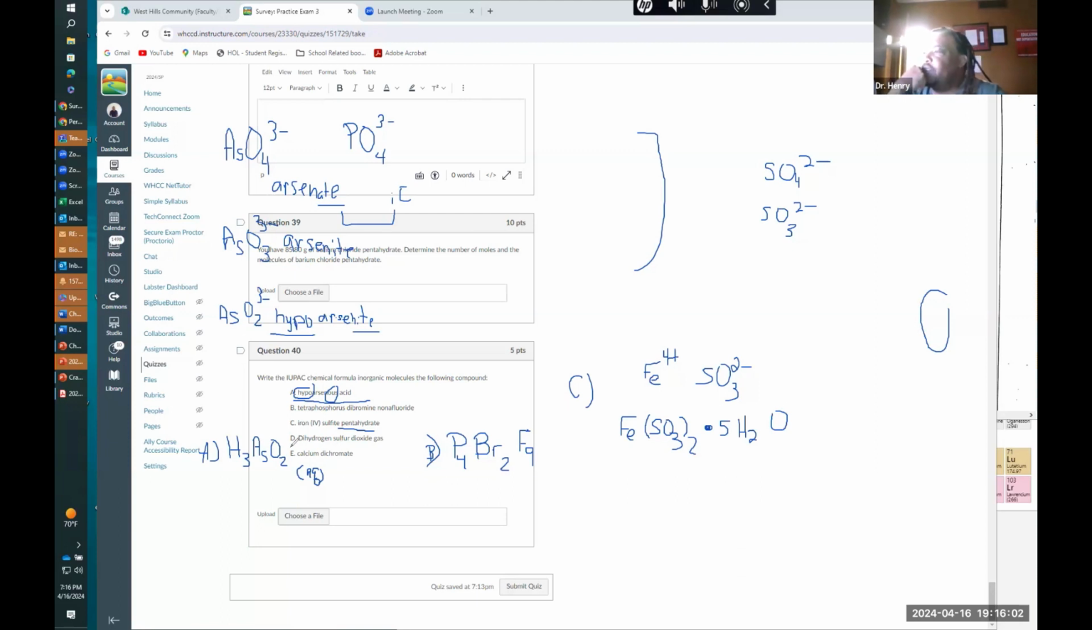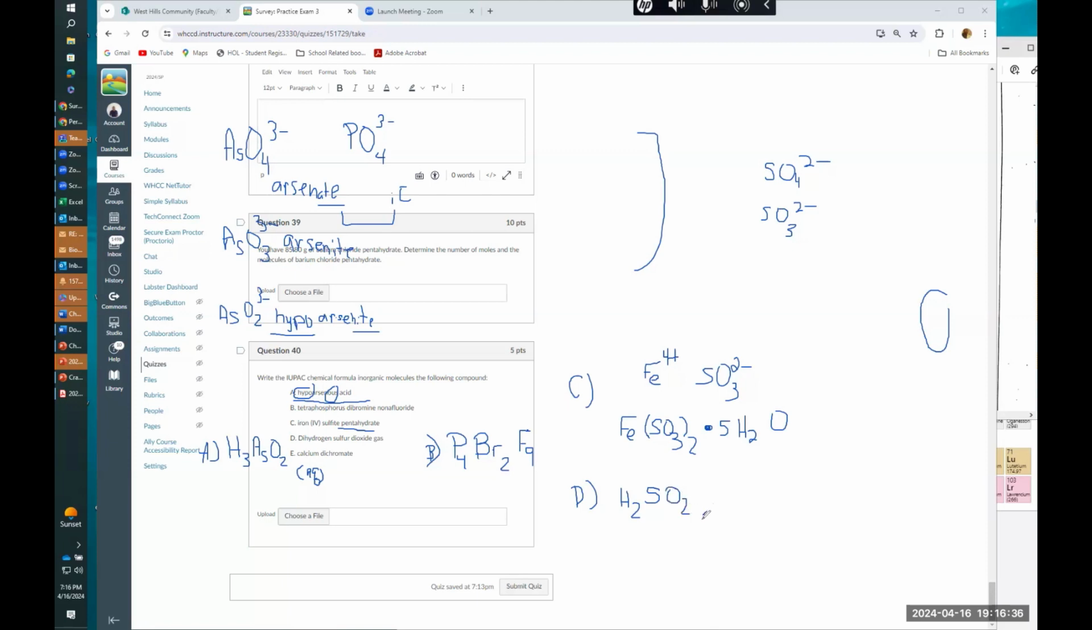Okay, so then the next one, it says dihydrogen sulfur dioxide gas. So it's H2, di is H2. Sulfur, SO2. And then the gas, you have to put the g. That's right.